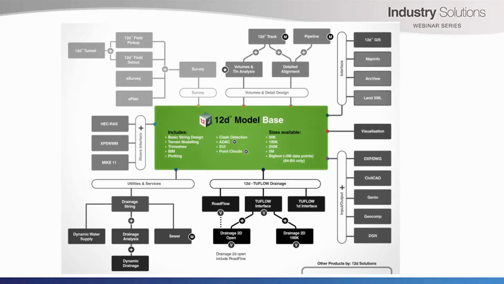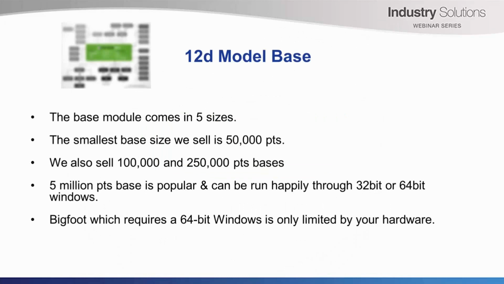This is the heart of 12D. Every 12D model package must have 12D model base. The base module comes in 5 sizes. The smallest base size we sell is 50,000 points. We also sell 100,000 and 250,000 point bases. The 5 million point base is probably the most popular and can be run happily through 32-bit or 64-bit Windows. Bigfoot, which requires 64-bit Windows, is only limited by your hardware.